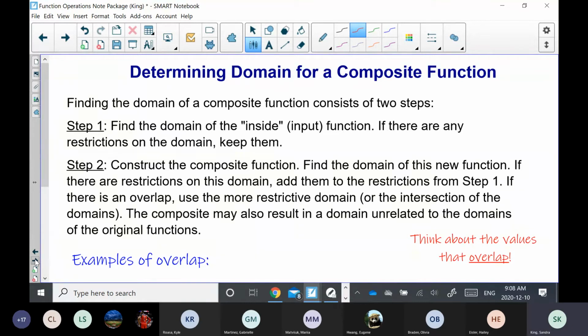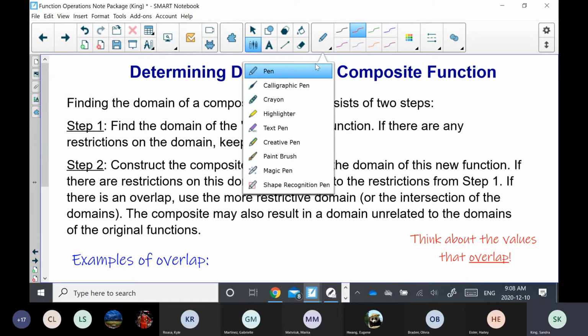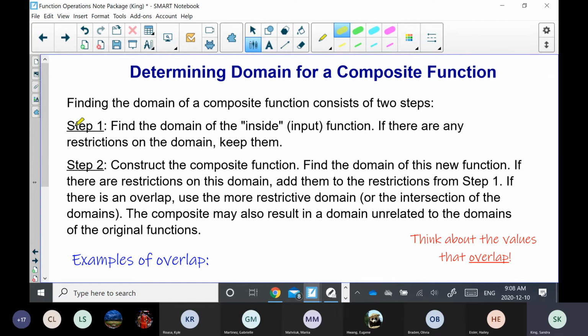Let's now look at determining domain for composite functions. So there are 2 steps here. Let's highlight these 2 steps, and then we'll do some examples. So step 1, when we have a composite function and I ask you to determine the domain, we could do like we did in that last example and find the explicit equation, but we actually do want to apply these 2 steps.